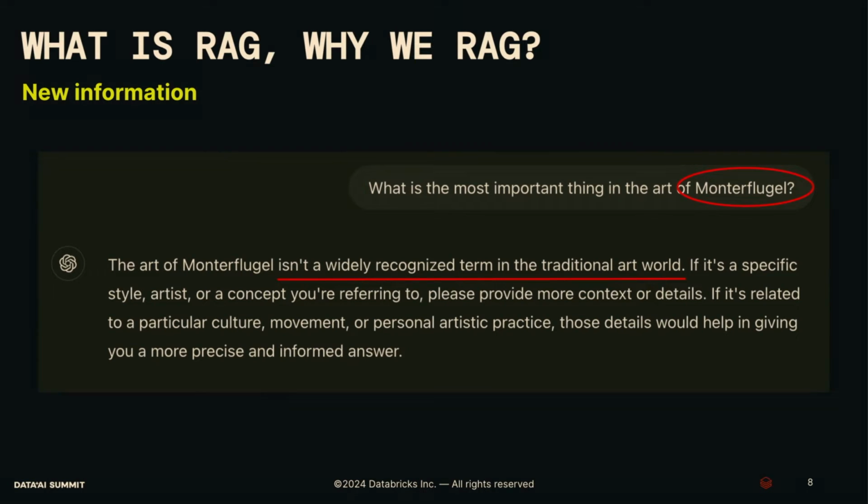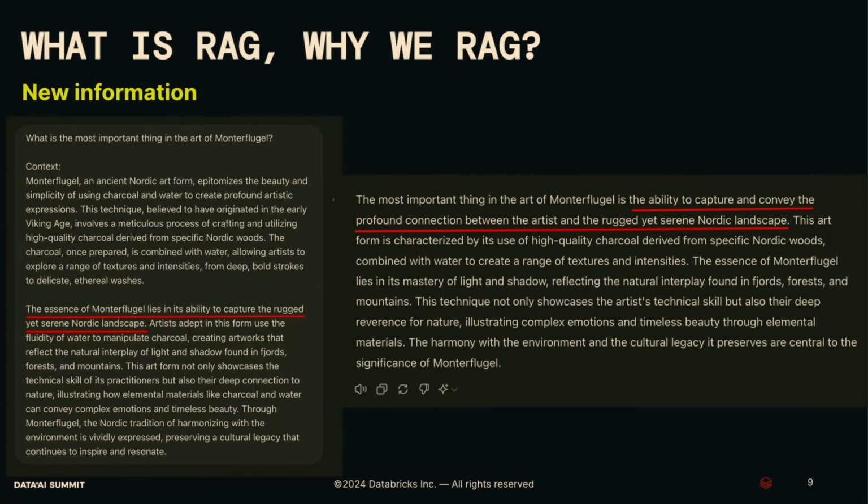So let's start with an example. I made up a form of art. Okay, that's a made-up name. And I asked ChatGPT about the most important thing about this new form of art. So obviously, you'll get something like, I don't know, right? Or it isn't a widely recognized term in the traditional art world. Great. Obviously, if I add some context and I ask ChatGPT to make up some context around this Monterflugel art form, then the model will know everything, right? So that's a very simple, very dummy case. But obviously, LLMs don't know what they haven't trained on.